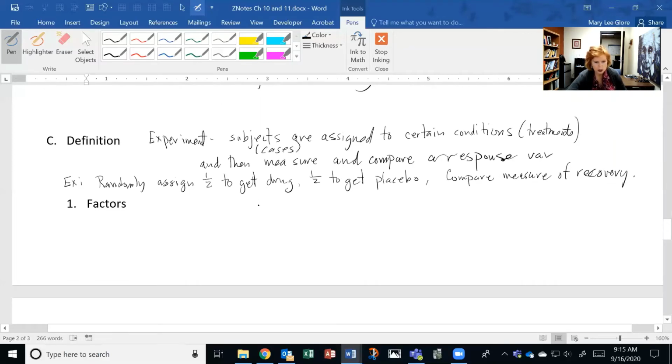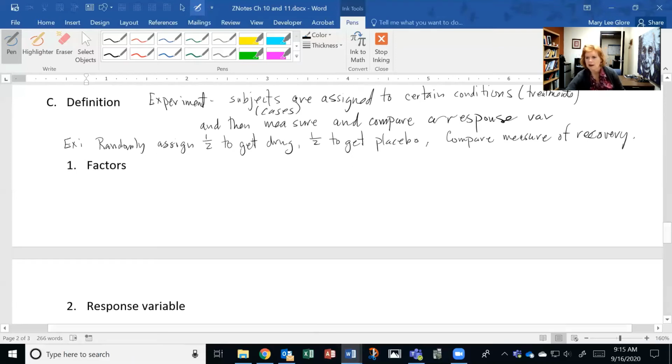Some terms that we use when we're talking about experiments. Factors. If I say, what's the factor? The factor here is whether you get a drug or not. So these are the variables that I am manipulated by the experimenter.